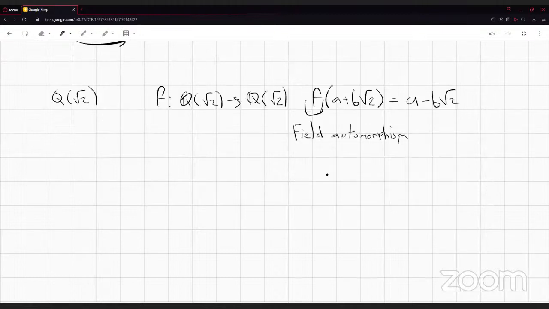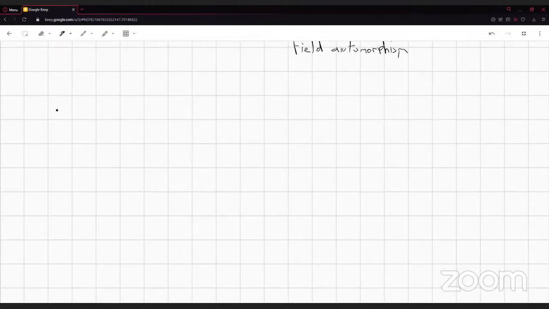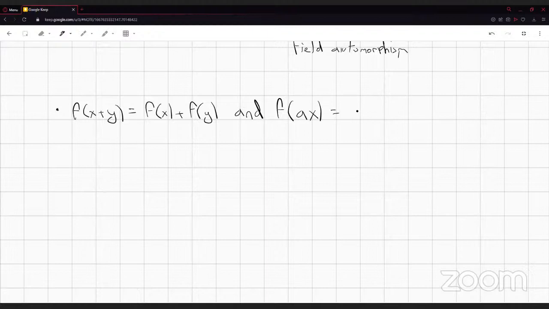Now, we will give the formal definition of an automorphism. A field automorphism f has to be invertible and is a function such that f of x plus y is equal to f of x plus f of y, and f of a times x is equal to f of a times f of x.